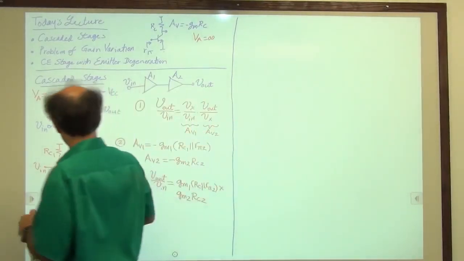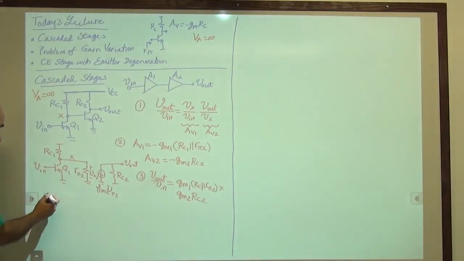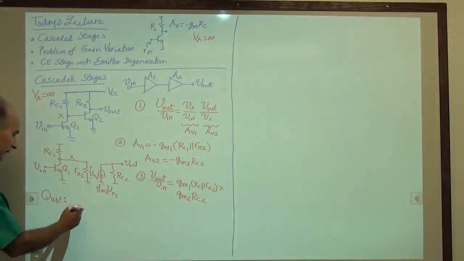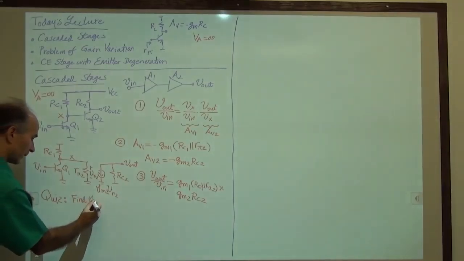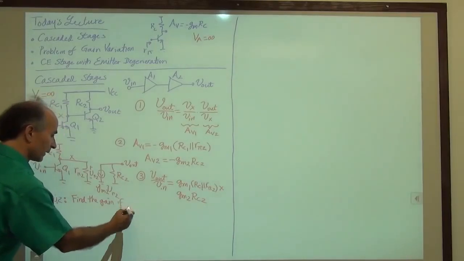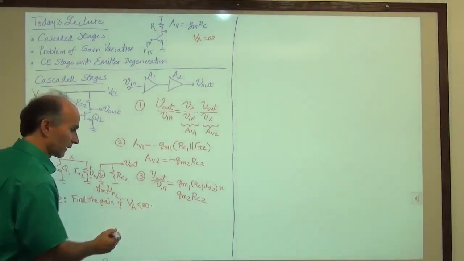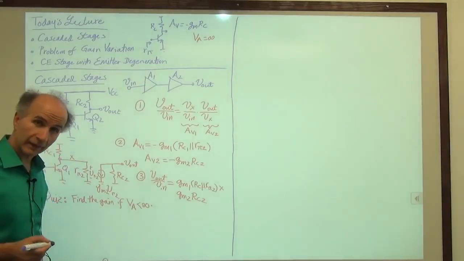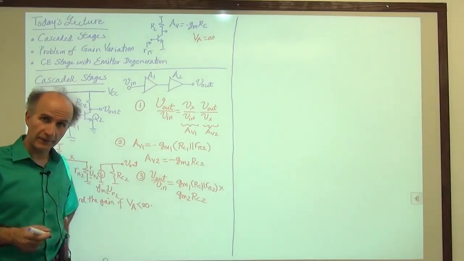All right, one last question before we leave, and for that I give you 90 seconds. So quiz. Find the gain if VA is less than infinity, meaning that the early voltage is not negligible. So see how fast you can find that. I'll give you 90 seconds.